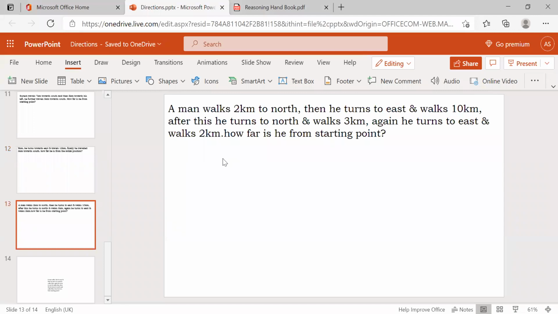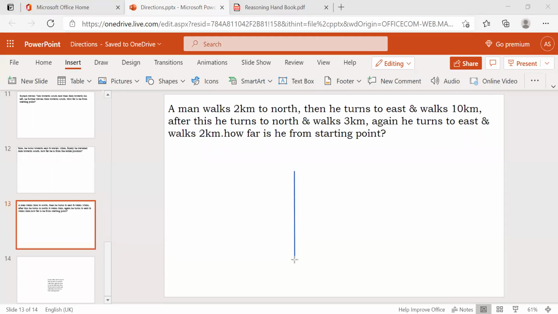A man walks 2 kilometers to north. Then he turns to east and walks 10 kilometers. After this, he turns to north and walks 3 kilometers. Again, he turns to east and walks 2 kilometers. How far is he from the starting point? Same type of questions I am giving. Why? Because if you practice many questions, then you people will understand easily.